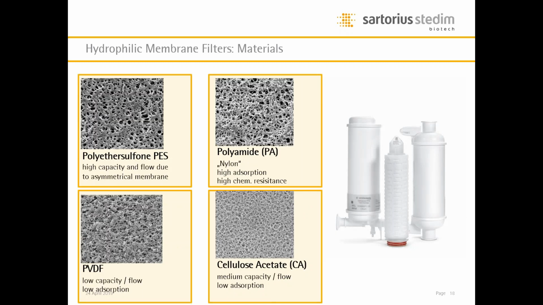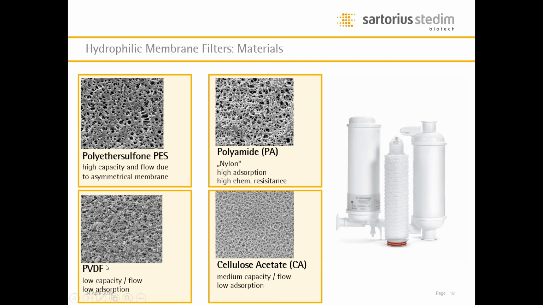So there are different membrane materials available on the market. The most relevant one for today is polyether sulfone, PES. It's characterized by a very high capacity and flow rate due to the asymmetrical membrane structure. I will show some pictures on the next slide.